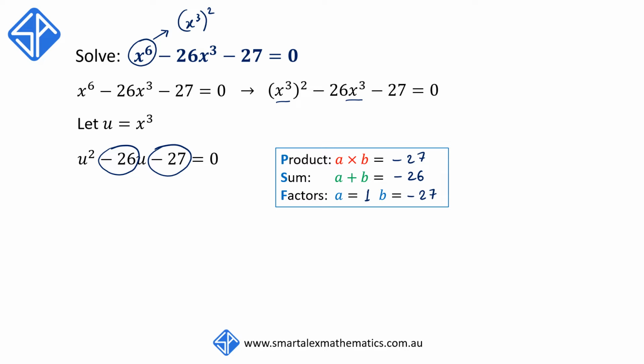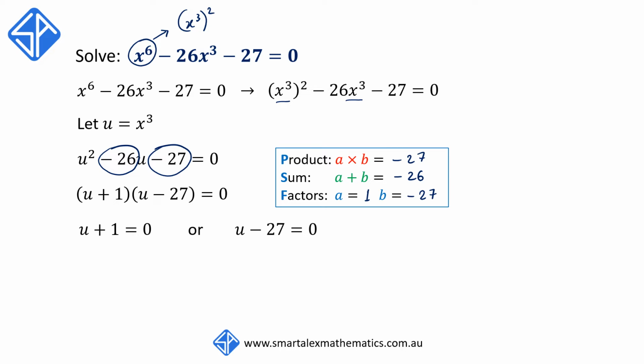Once we have these factors a and b, we can now factorize this quadratic equation into u plus 1 times u minus 27 is equal to 0. Now, to solve this, we use the null factor law, which says that if two factors multiply to give 0, either one of them is 0 or both of them are 0. So we can have either u plus 1 is equal to 0 or u minus 27 is equal to 0.